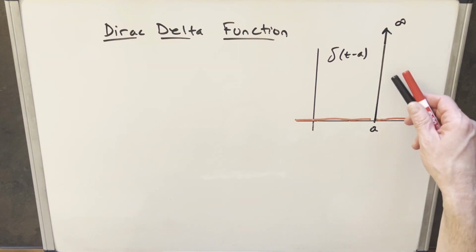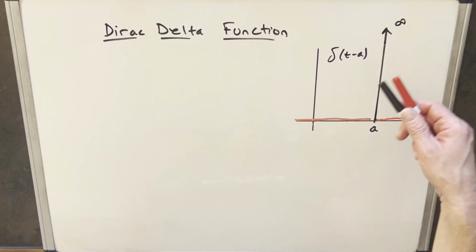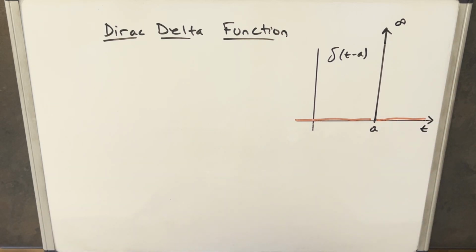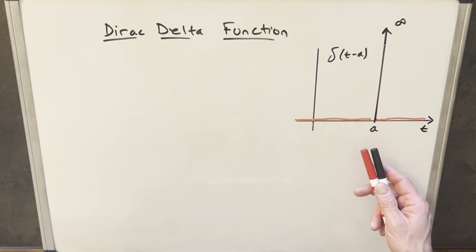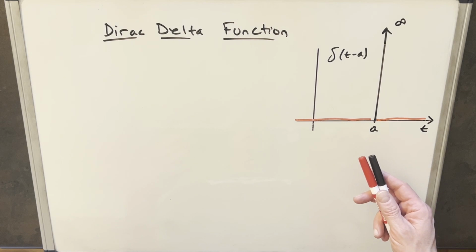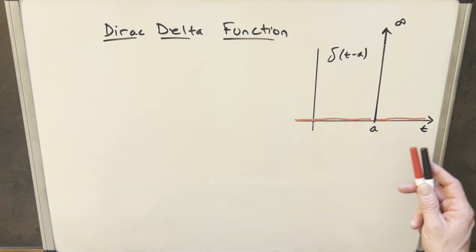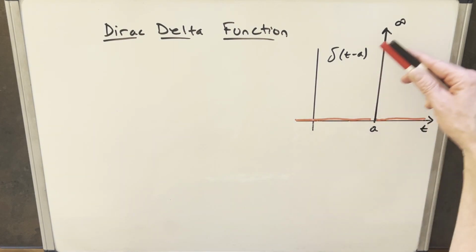Now, of course, you can't draw a graph to infinity, but I just wanted to draw it this way so that we can get a visual for it. If you think of this like an electrical system or a mechanical system, it's modeling something that's just stagnant, and then all of a sudden something happens with a lot of force.